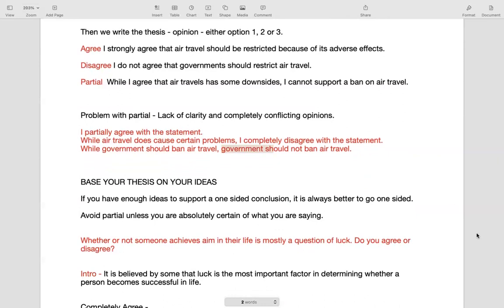Yes, Prashantam. No, sir. So in here, while I agree that air travel has some downside, I personally believe the ban on air travel is not the best solution. Can I write like that, sir? Yes, you can. Not a good solution. You can write, perfectly well written. Now you're clear. You are not agreeing with the ban, but you agree that there are downsides. You are clear. There's no doubt in your head. You are not agreeing with the ban, but you're agreeing that it has downsides. No problem in that. Is it clear?